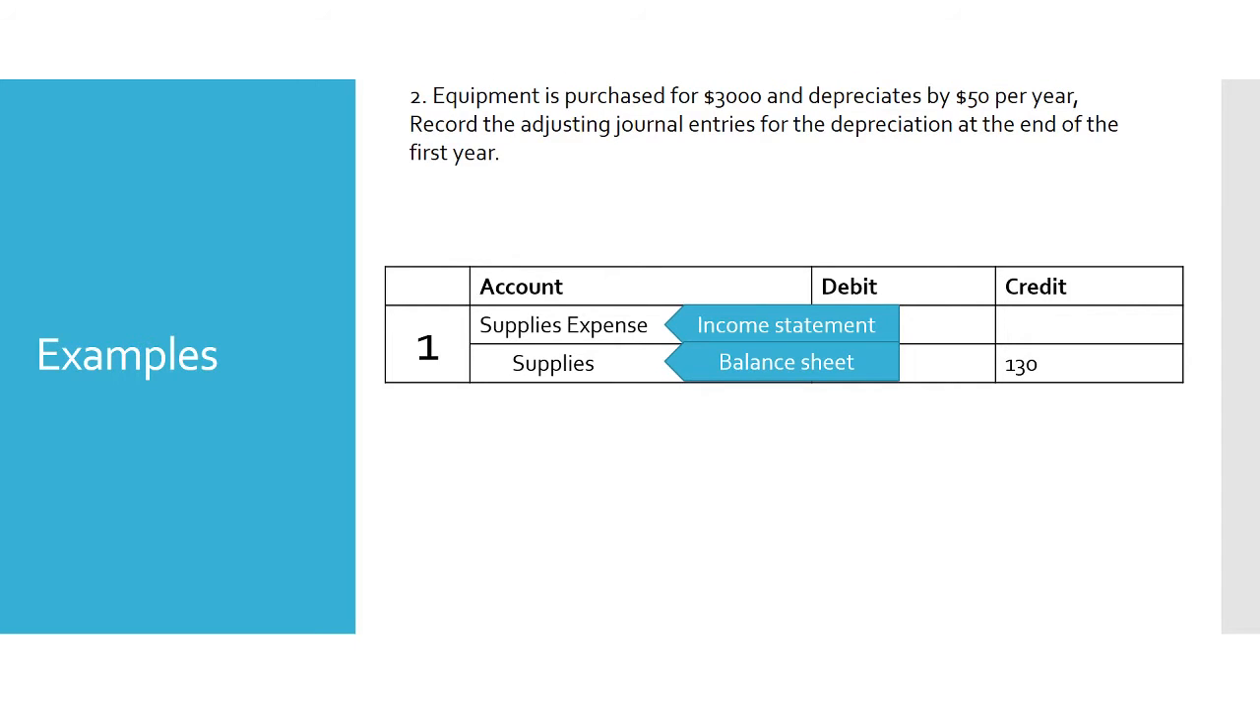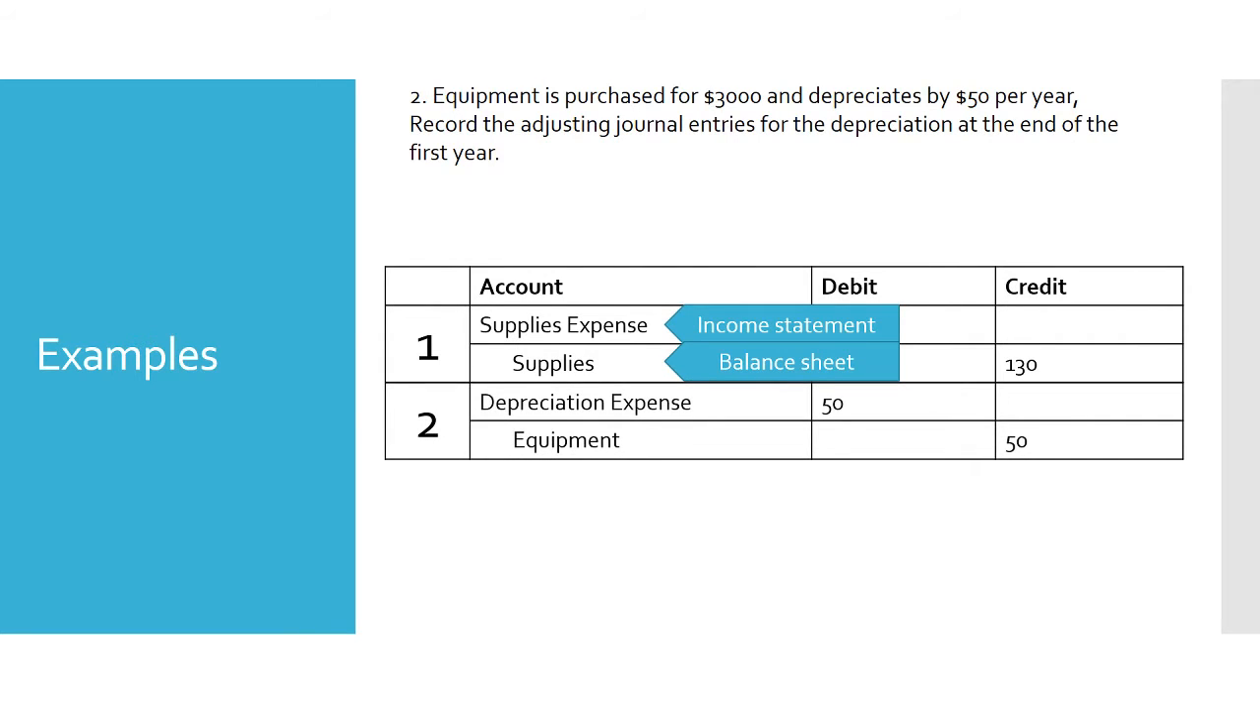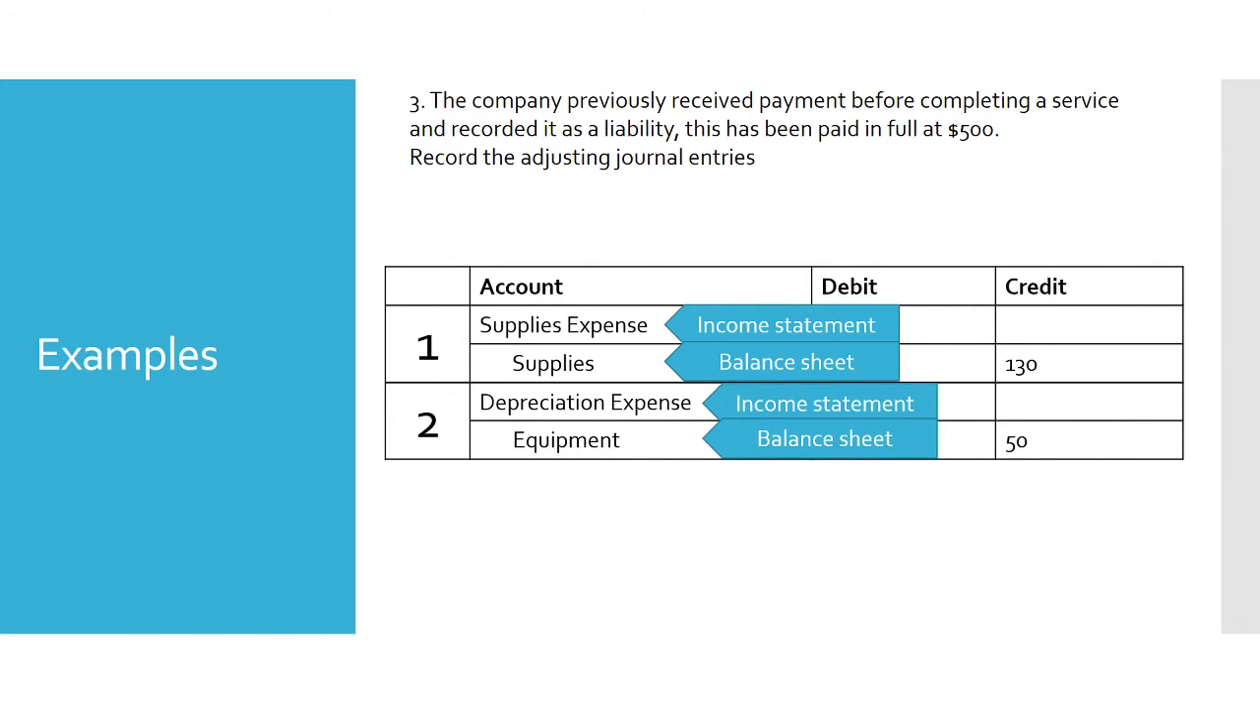Number 2, equipment is purchased at $3,000 and depreciates by $50 per year. This is our general journal entry. What we have done is we have increased our expense of depreciation by $50 and decreased our asset account of equipment by $40. Again, we have our 2 different account types.